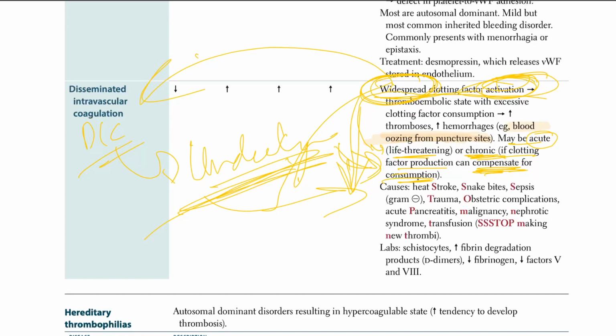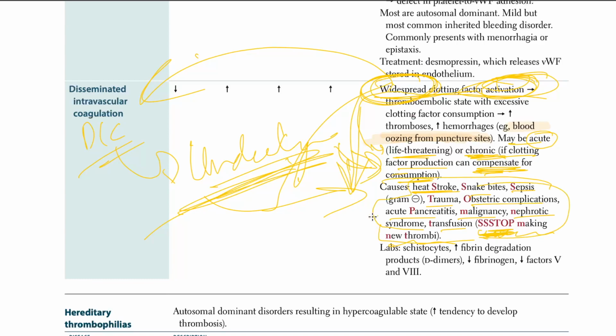Causes are heat stroke, snake bite, sepsis, trauma, obstructive complications, acute pancreatitis, malignancy, nephrotic syndrome, transfusion. The mnemonic is stop making new thrombi. Okay, so just remember all of them. Did these stop making new thrombi?